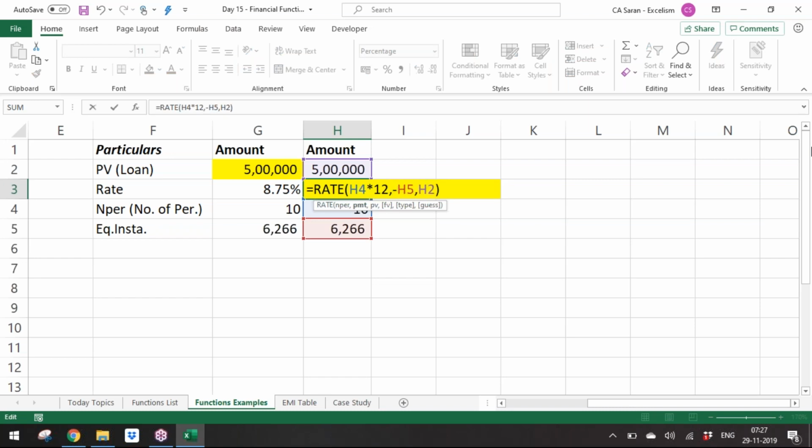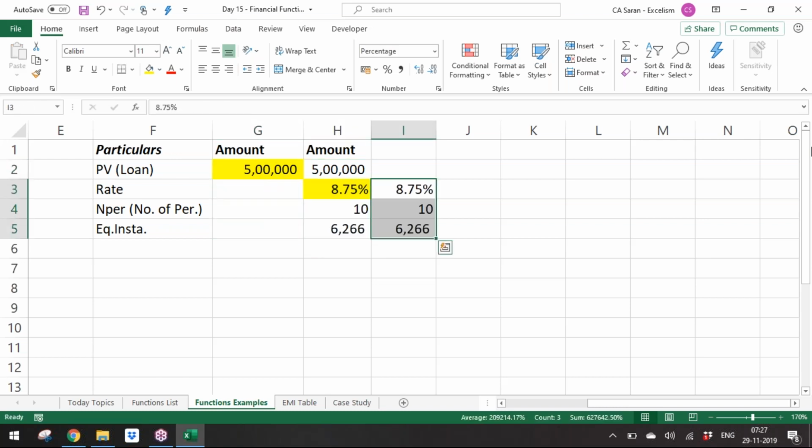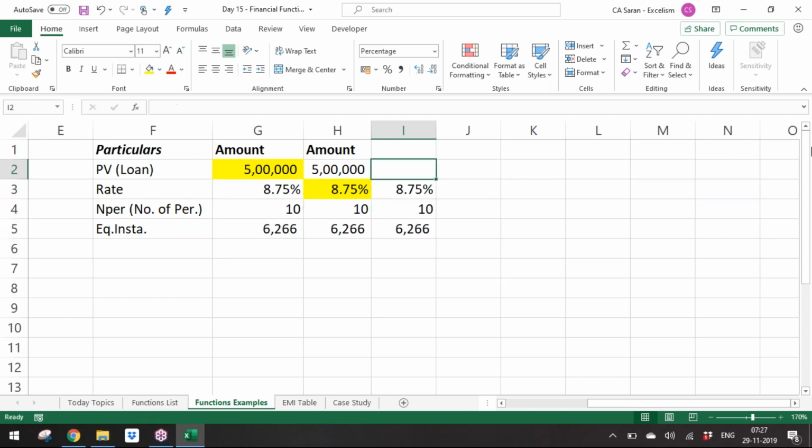So PMT, let's say put minus. This is per month into 12, this is per annum, right? So now what I'll be doing, I'll just copy this and paste here.